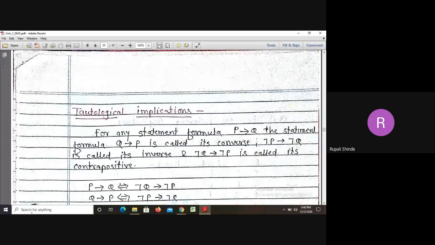Because they may ask this as an MCQ. Suppose P conditional Q is the given formula, then what is its contrapositive? At that time, you have to select the answer negation Q conditional negation P. Or they may ask, if P conditional Q is the formula, then what is its converse? Or what is its inverse? Or what is its contrapositive? Likewise. That's why you have to remember these terminologies.